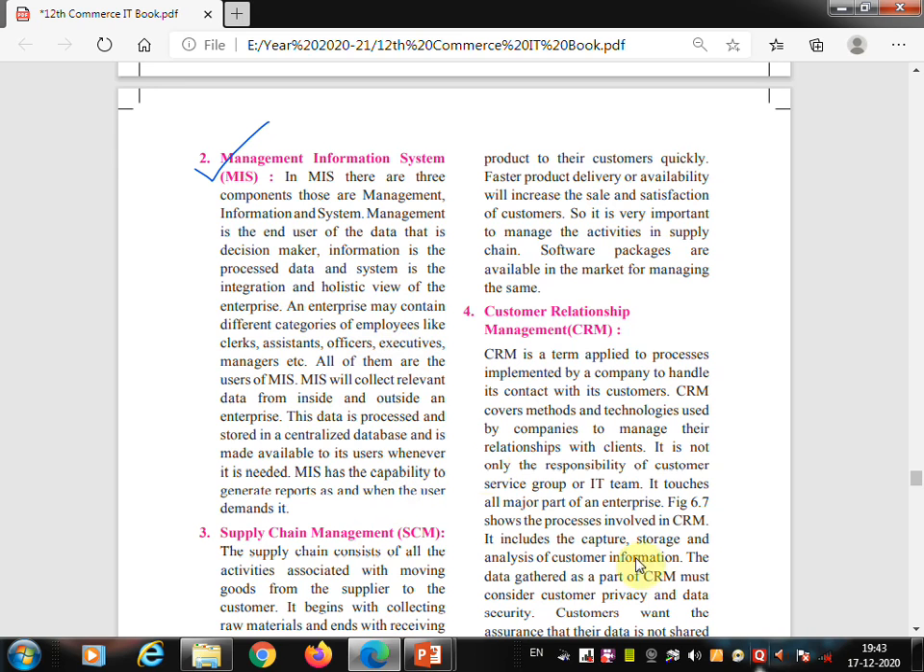MIS will collect relevant data from inside and outside an enterprise, and this data is processed and stored in a centralized database and is made available to its users whenever it is needed. So MIS has the capability to generate reports as and when the user demands it. That's the work of the management information system. It collects data from inside as well as outside the enterprise, processes and stores it in a centralized database, and provides it to the user when the user demands it.